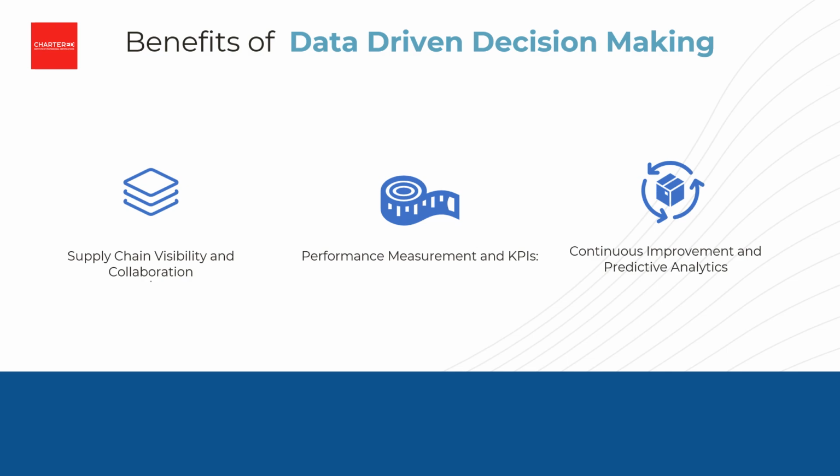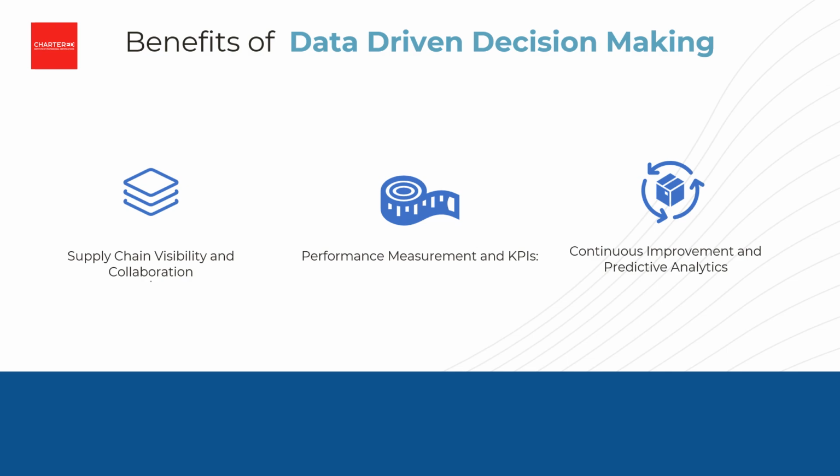So data analysis improves visibility and collaboration in the supply chain. Organizations can gain a holistic view of the entire supply chain by integrating data from various stakeholders such as suppliers, manufacturers, distributors, and retailers. Advanced analytics can detect inefficiencies, bottlenecks, and potential disruptions, allowing supply chain partners to collaborate and solve problems. Organizations can use data analysis to measure supply chain performance using key performance indicators.